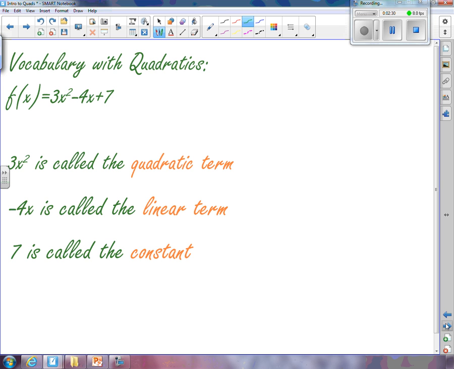So I just wanted to go over some basic vocabulary with quadratics. If this is our function, 3x squared minus 4x plus 7, 3x squared is referred to as the quadratic term because it's the term that has the x squared in it. Negative 4x would be the linear term because it just has a power of 1 on the x, like all lines do. 7 is called the constant because it doesn't have a variable in it. It's just a constant number.